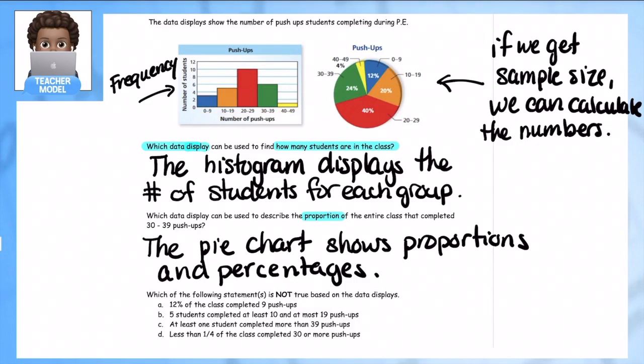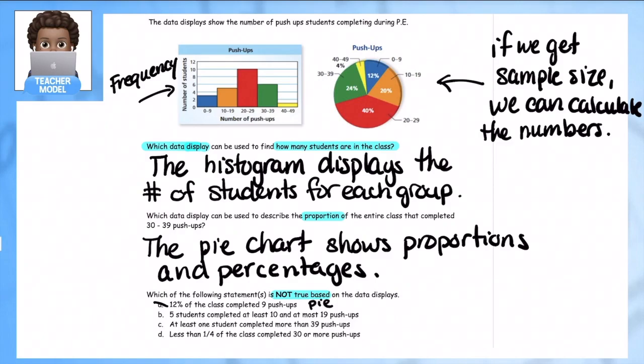So let's look at the bottom part. Which of the following statements is not true based on the data display? Let's read them one by one. 12% of the class completed 9 push-ups. Okay, so let's look at which one shows 0 to 9 push-ups. Yeah, 12% were anywhere between 0 and 9. So I can see that here. Notice here, I can see that 3 kids did between 0 and 9, but it doesn't tell me the percentage. The pie chart does. So I can see it on the pie chart.